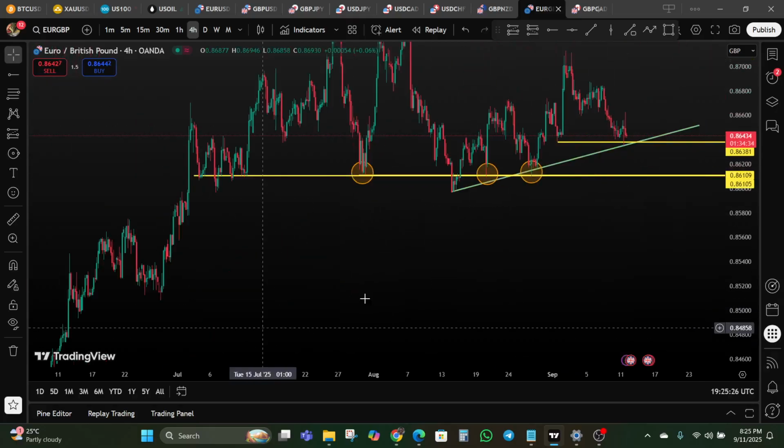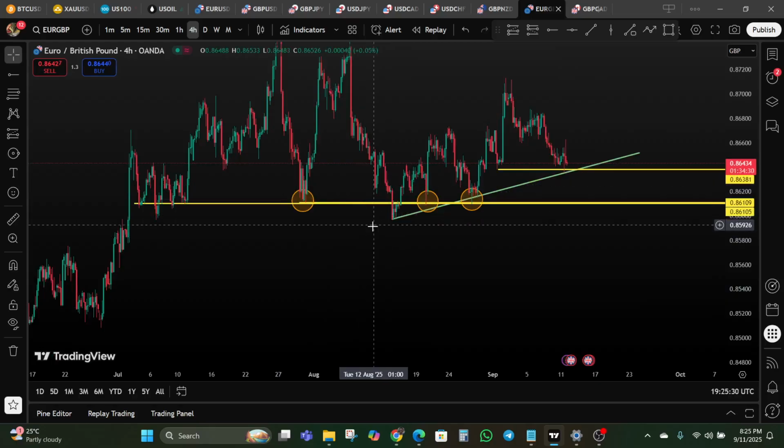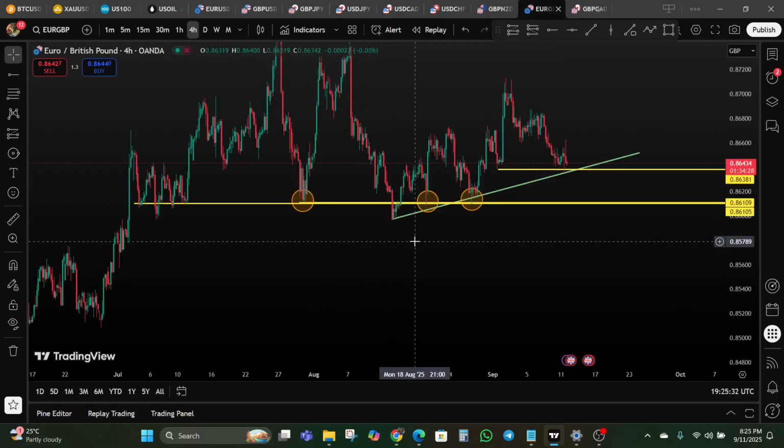For example, had we had an order block zone around here and maybe price grabbed liquidity and tapped into that order block zone, it would have been a good signal to look for a buy trade.